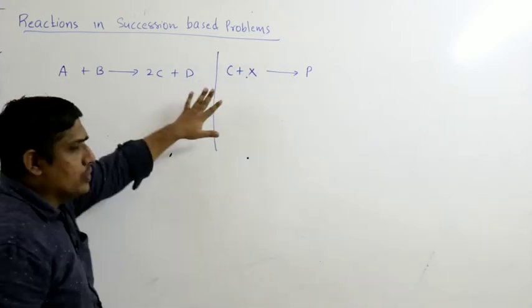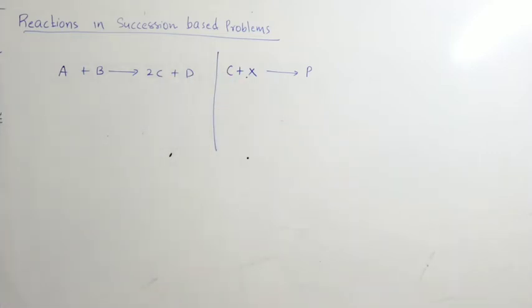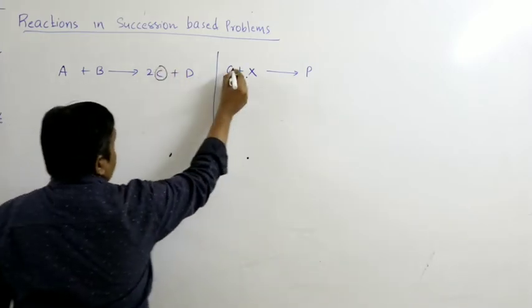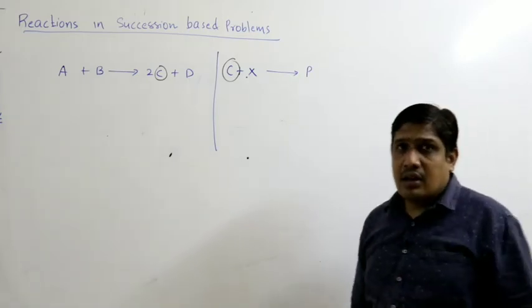Reaction 1, reaction 2, two different reactions, but there is one common component. What is the common component? Here the common component is C. Here it is reactant, here it is product, doesn't matter, but there should be one common component.